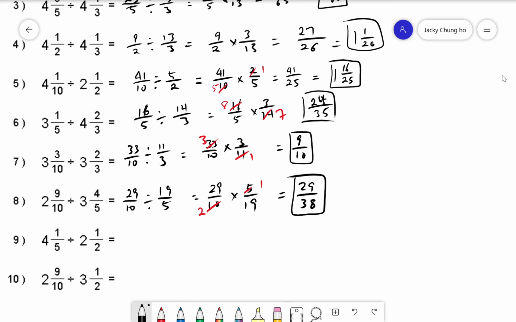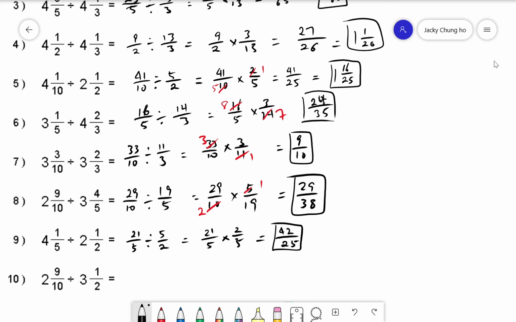Number 9, 4 and 1 over 5 divided by 2 and 1/2. So it's the same as 21 over 5 divided by 5 over 2. That is the same as saying 21 over 5 times 2 over 5. Okay, nothing you can reduce. So 21 times 2 is 42 over 5 times 5, which is 25.